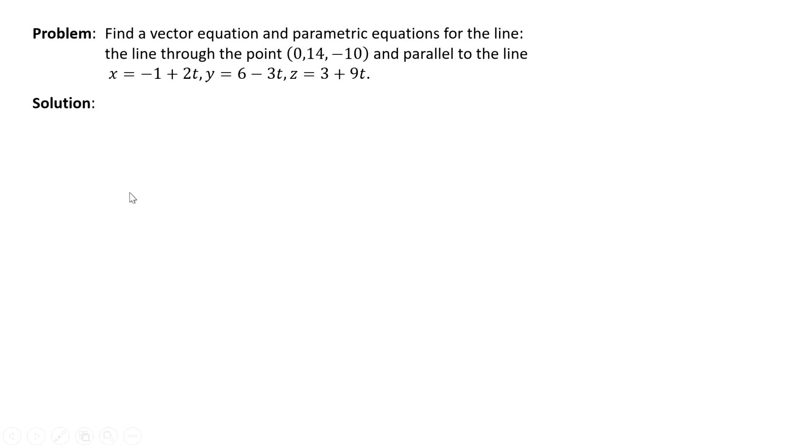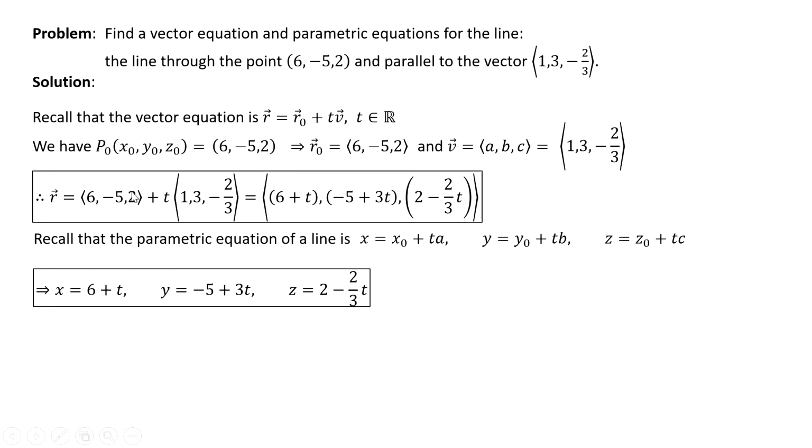Okay, let's see. What is it that we have? When someone gives us parametric equations, what exactly are they giving us? When they say x equals 6 plus t, what is that 6 and what is the t? Or maybe y equals negative 5 plus 3t. What is this negative 5 and what is this 3?